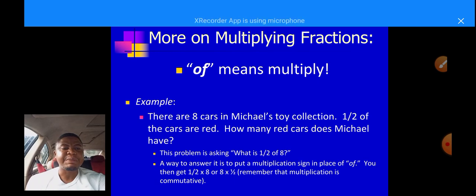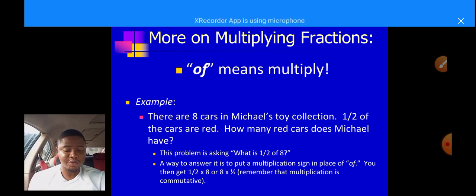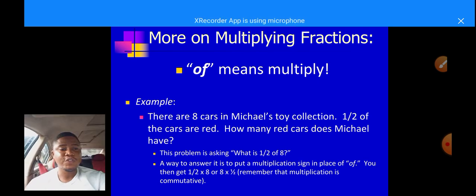Now, half of 8 means that the way to answer it is to put a multiplication sign in place of "of". That means you change your "of" to a multiplication sign, which we regularly call times. So you get half times 8 or 8 times half, and you are done. Remember that your multiplication is commutative.